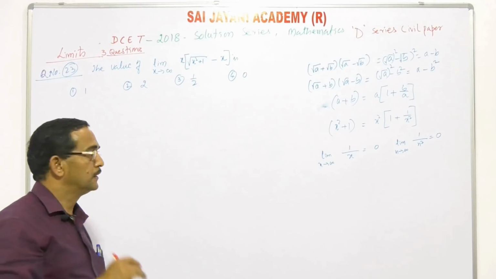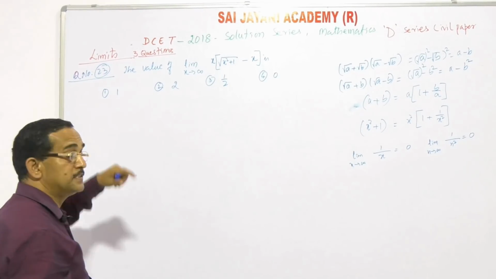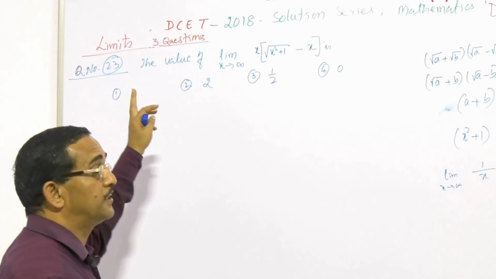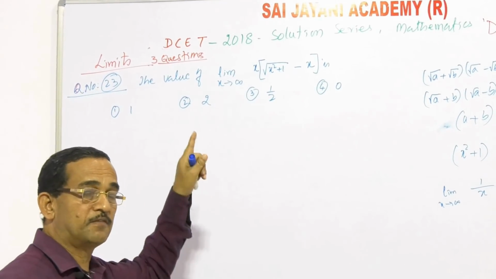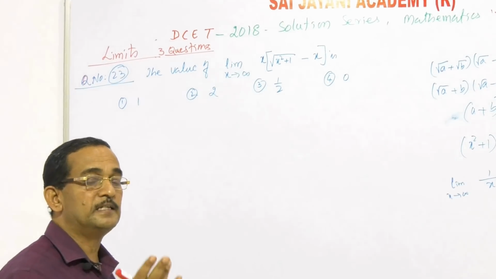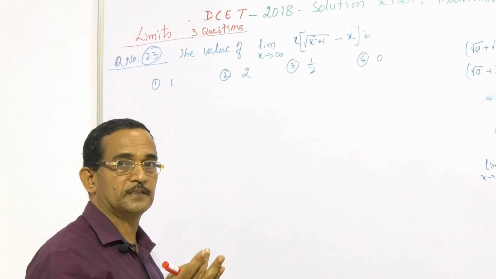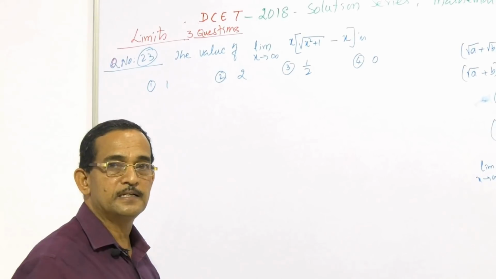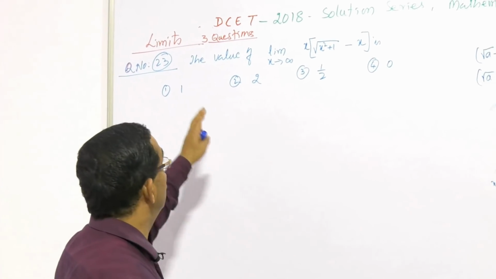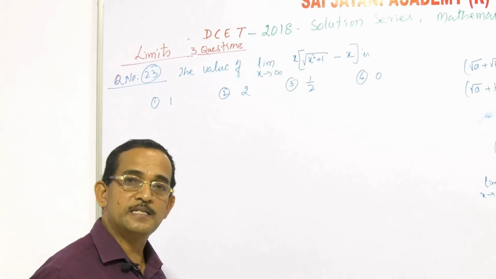Again, we will come to question number 23. This 23 is related to the calculus part. Out of that calculus, the first one is limits, next differentiation, and then integration and differential equation. These four topics come under the calculus part. Now we shall come to the first topic, that is known as limits.